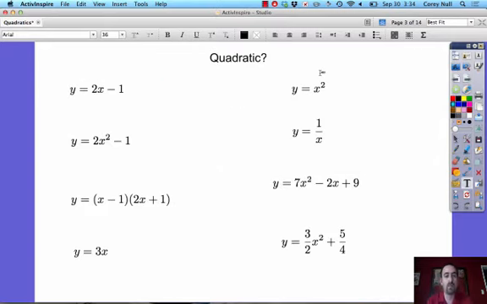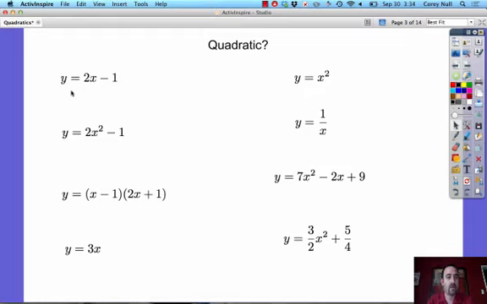Alright, let's look at some functions here and decide whether they're quadratic or not. Let's look at the first one. The first one is 2x minus 1. Now we should all recognize that as a line. It's the graph of a line. This is not quadratic because there is no x squared term.